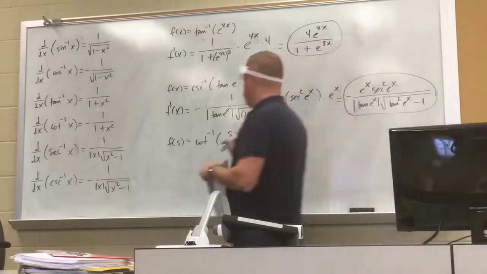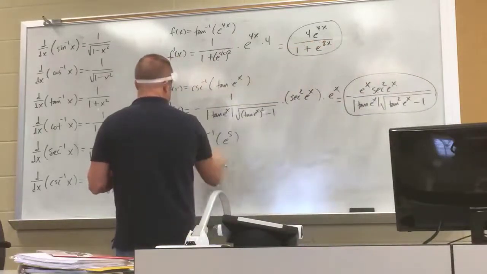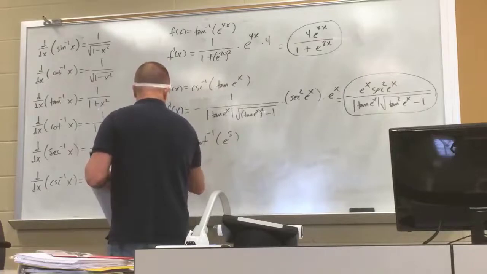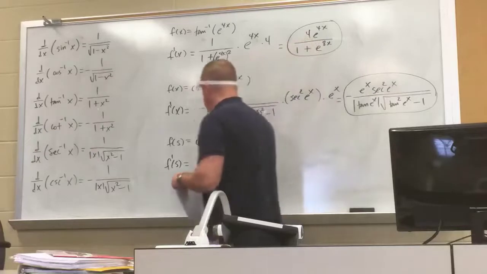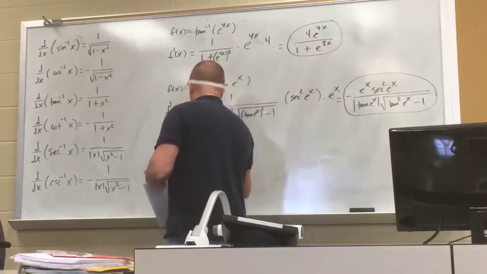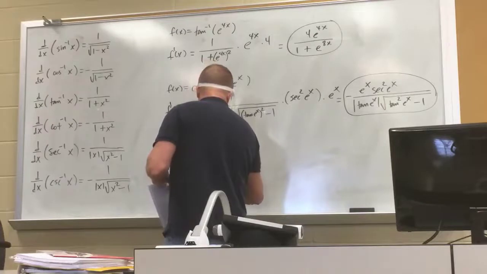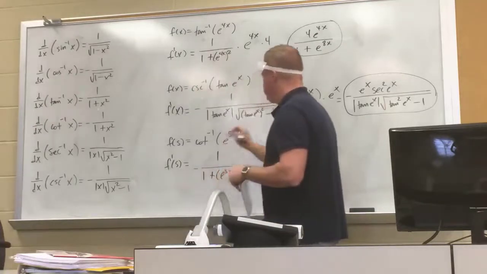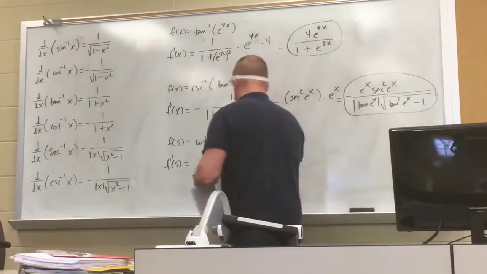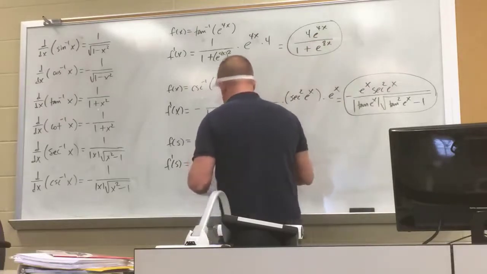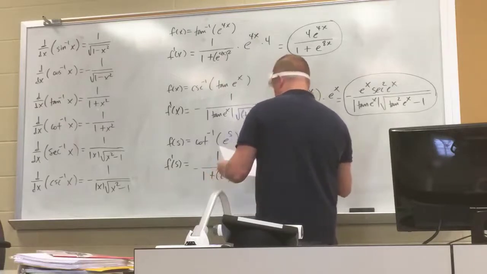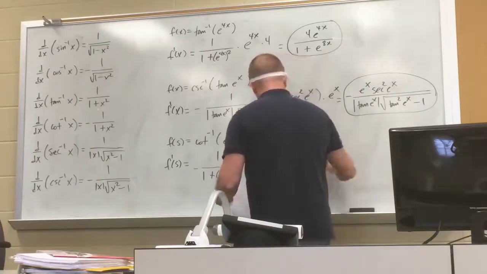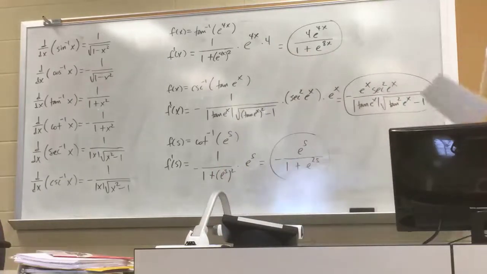All right, last one here. F of s equals inverse cotangent e to the s. All right, so the derivative of the inverse cotangent is negative 1 over 1 plus x squared, which in this case is e to the s power, times the derivative of the inside. Derivative of e to the s is just e to the s. So that was pretty simple there. That would be negative e to the s over 1 plus e to the 2s power. Okay. Questions about any of those?